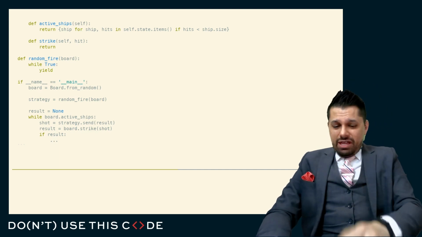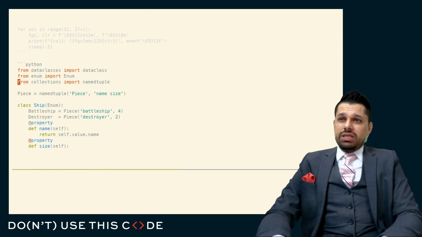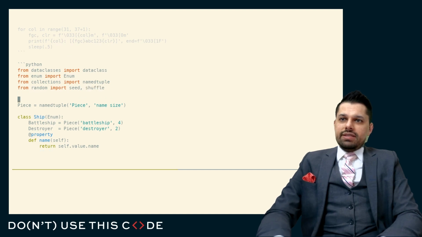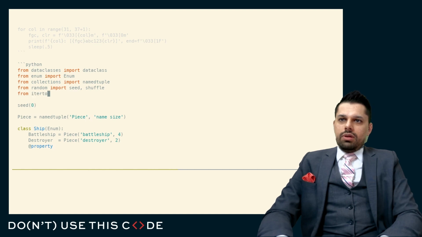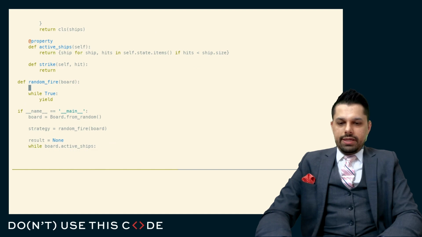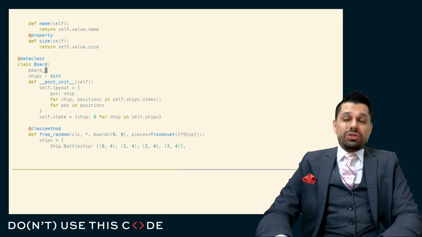Now, I think we can do the random strategy. So let's get a random number generator, seed it, and I believe, because I'm thinking ahead just a little bit, that all we need to do for a random strategy is identify what the targets are going to be, and that's just going to be the Cartesian product of the board size. So here what we also need to do is actually keep track of the board size.